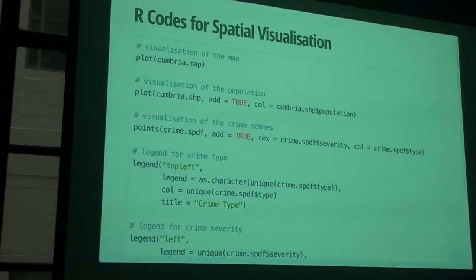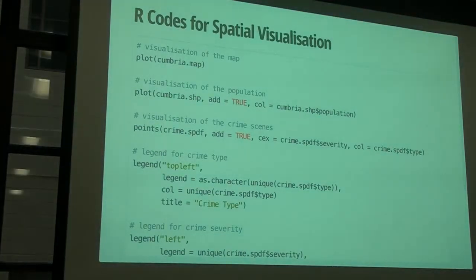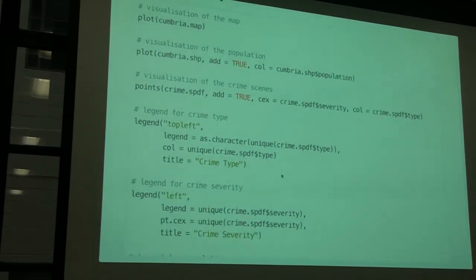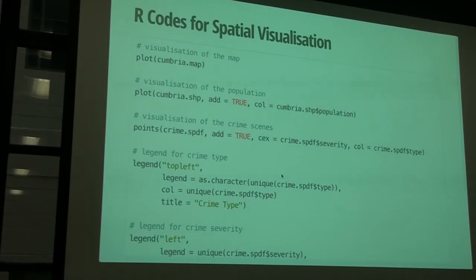From the code console, you can see that there are three objects: the Cumbria.map, Cumbria.shp, and the crime.spdf. Let's not worry about what data it is in the console yet. They are just some spatial data. As you can see by just looking at the code, the spatial visualization is basically done by adding the information layer by layer.